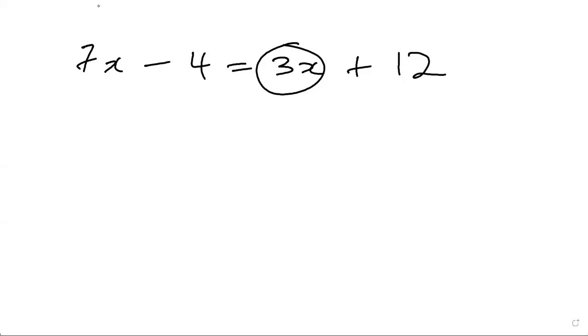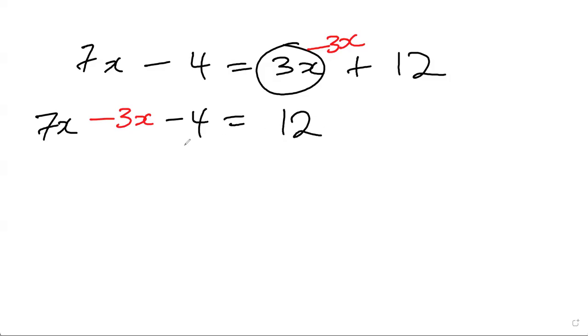Again, we take the opposite or the inverse. So we'll go minus 3x from this side. Remember, anything I do to one side, you have to do to the next side. Alright? And of course, we have the minus 4 equal 12. So now we have minus 4. So again, we have to take the opposite of the minus 4, which is to plus 4.